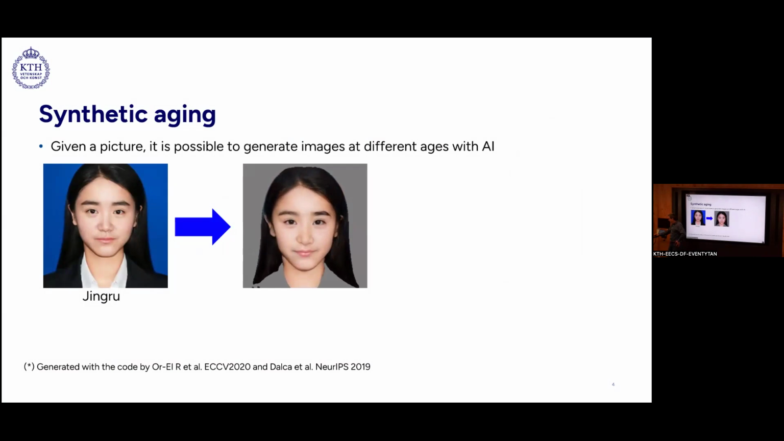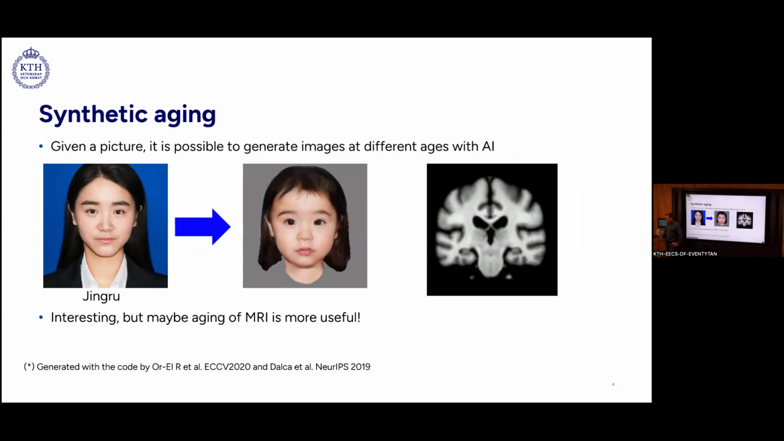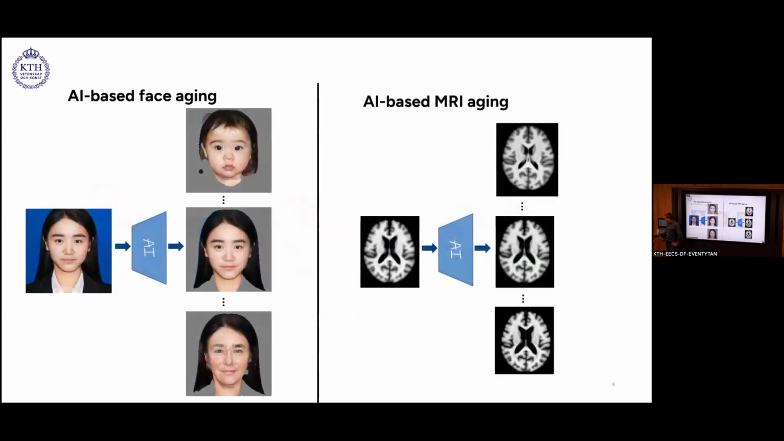So this is what we want to do. There are some methods from AI where you put in one picture and then you can generate the aging of this person. This was my PhD student, now a postdoc in my group. What we wanted to do is the same, but with MRI: given an MRI, get the evolution with time for this person. It has different applications for clinicians. In a way it's the same idea: given an image, generate different images afterwards with AI.